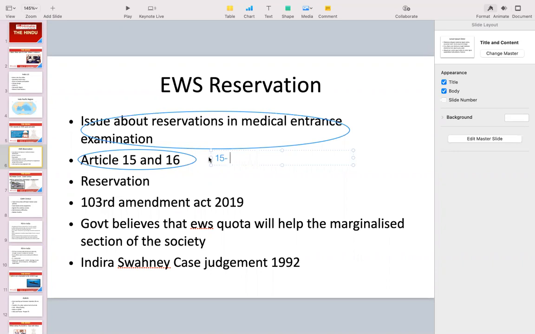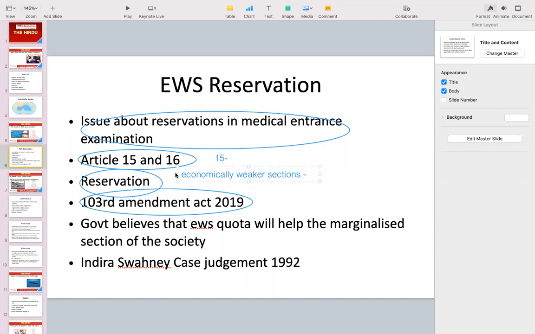Similarly, Article 16 is about equal opportunities in the matter of public employment. These two have certain clauses which allow reservation to be done. Reservation earlier was only available for SC and ST. The Mandal Commission report in the 1990s brought about reservation for OBC. Now, this EWS reservation has been inserted by the 103rd Constitutional Amendment Act. Do remember that it has made changes to Articles 15 and 16, and it has now provided reservation for economically weaker sections of society apart from SC and ST.